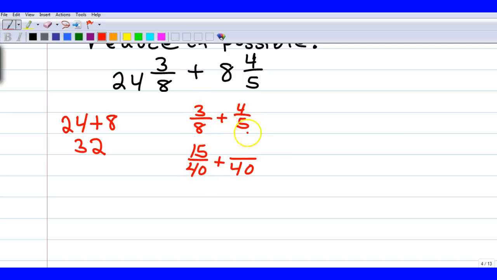Now I'll come over here and look at this 5. To get this 5 to 40, I had to multiply it by 8. So I'll do the same to the 4 in the top. So 4 times 8, and I get 32. Now that I have the same denominator, I can sum the numerators together and keep that denominator. I have 15 plus 32 to make 47 over 40.